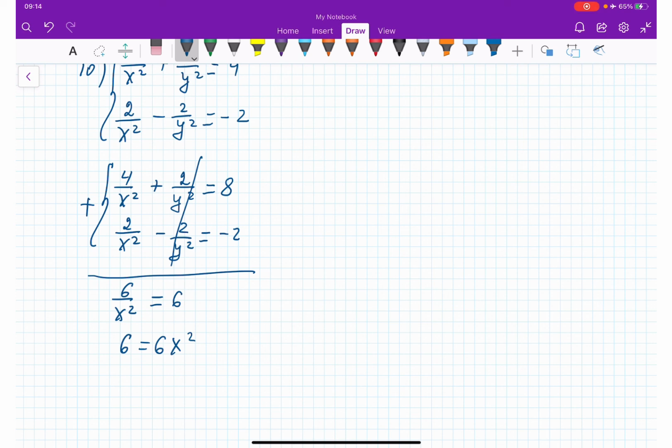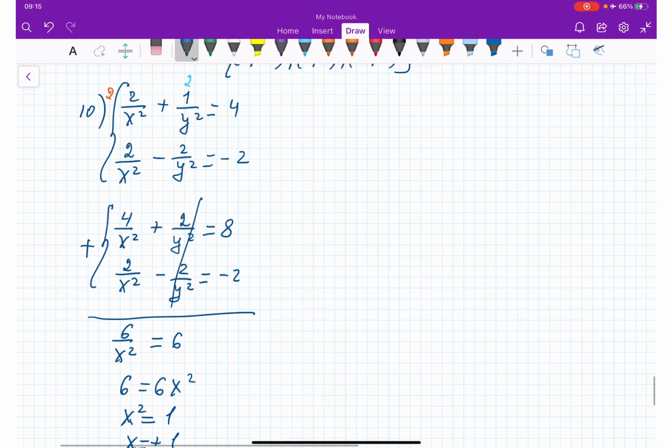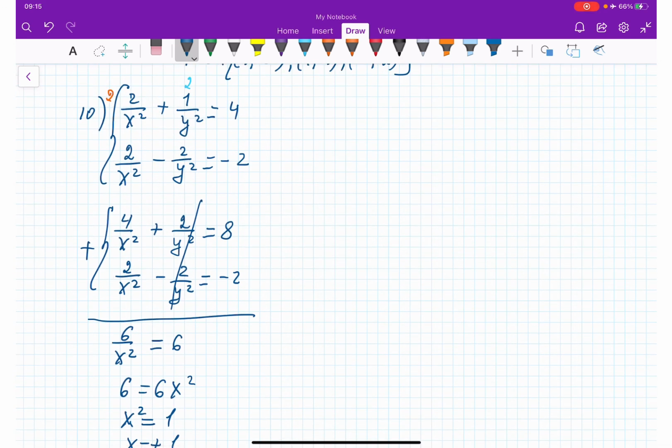Yes, because you can do it as a proportion also, 6 times 1 and 6 times x squared. Or you can bring to common denominator here, x squared here, and drop the denominator, right? But the bottom line is we're going to get 6 is equal 6x squared, and x squared is equal 1, and x is equal plus minus 1. Now, where am I going to plug? At this point, doesn't matter. Let's plug into the first one.